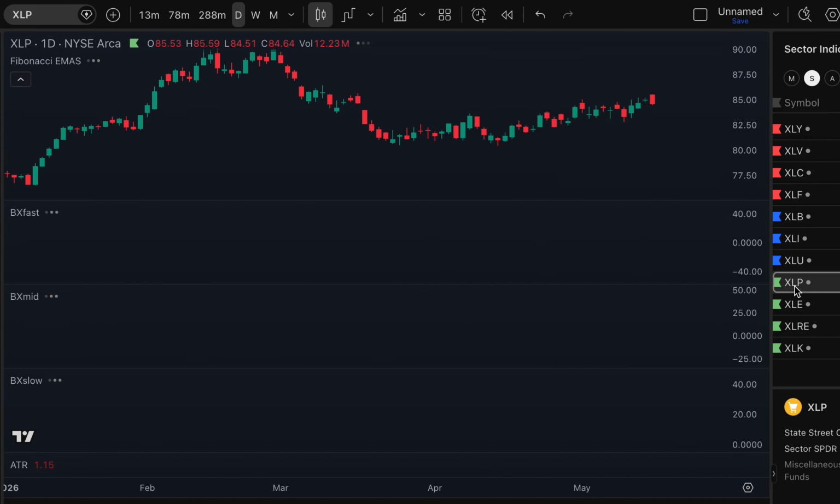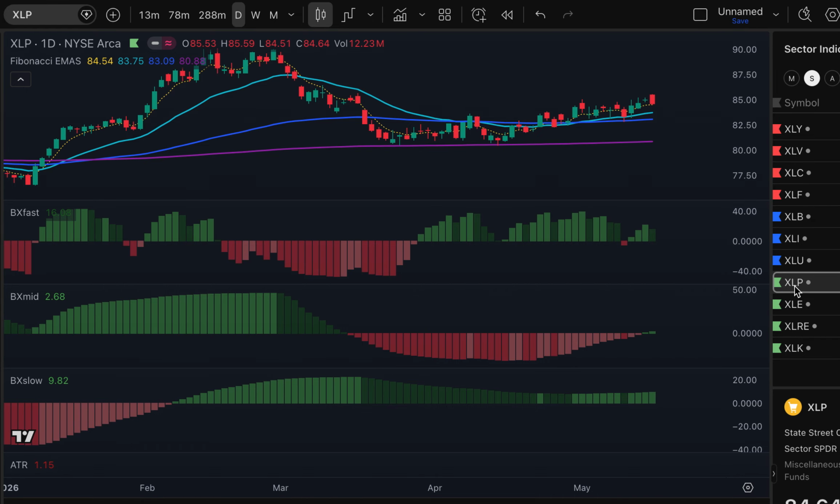Next is the consumer staples, XLP, and the midterm momentum did turn green this past week. The long-term momentum is starting to turn back from dark green to bright green. So this is one to keep an eye on as well. It's usually thought of as a defensive sector. This could be a signal, so we'll see if this starts to take off or not.